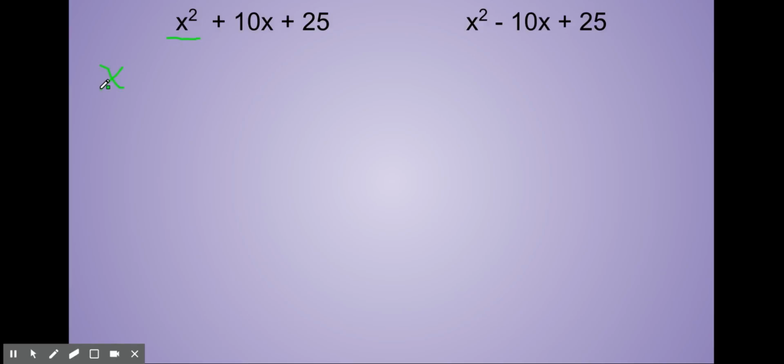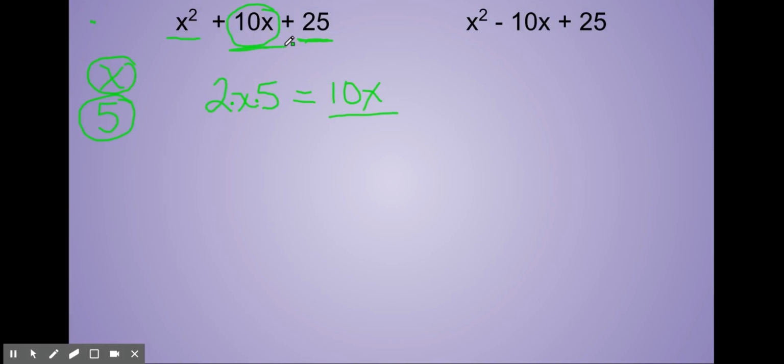Then I ask myself, is the last term a perfect square? And the answer to that is yes. 25 is a perfect square, and the square root of that is 5. So I'm going to write that root down here. Now I ask myself, is this middle term equal to 2 times the product of the root of my first term, x, and the root of my last term, 5? So 2 times x times 5. 2 times x times 5 equals 10x. And this is the same thing as my middle term.